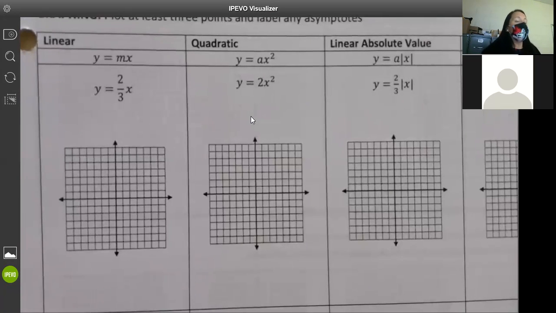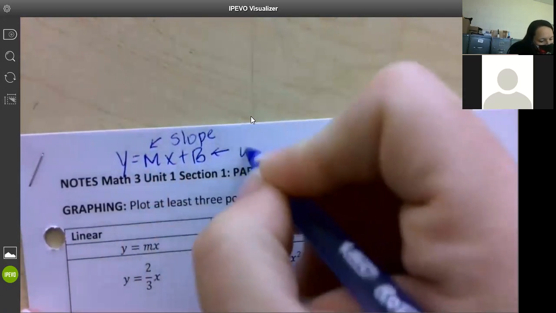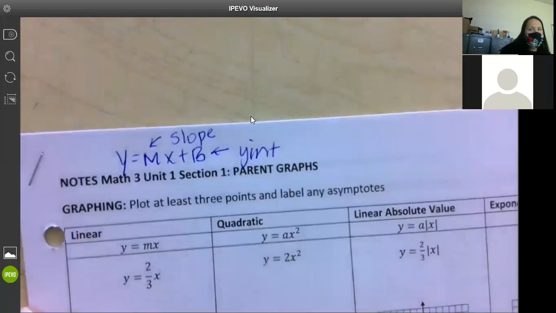All right. So with linear, we have y equals mx plus b. Remember, I'm going to write it up here so you guys can see it. M was your slope, and b was your y-intercept.